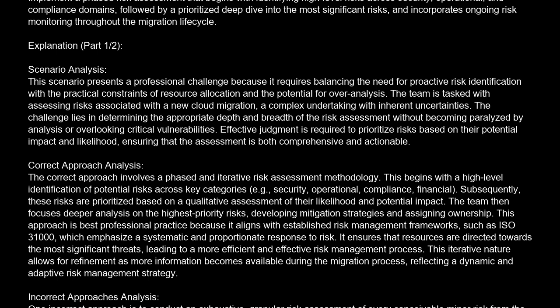Incorrect approaches analysis. One incorrect approach is to conduct an exhaustive, granular risk assessment of every conceivable minor risk from the outset.